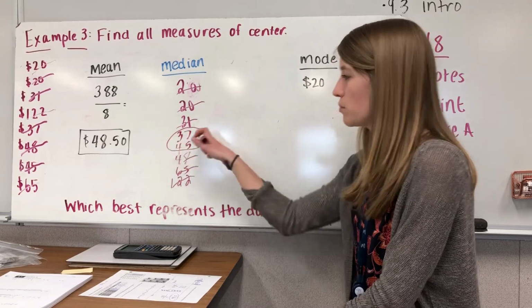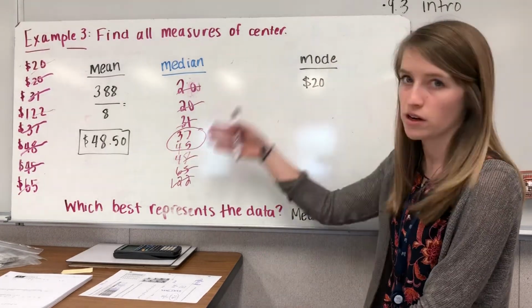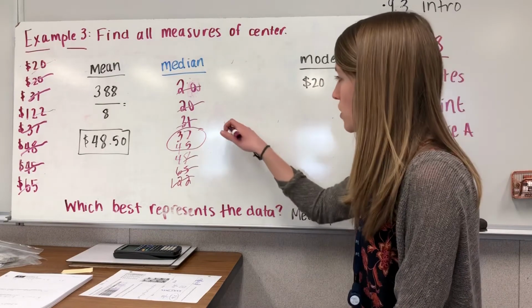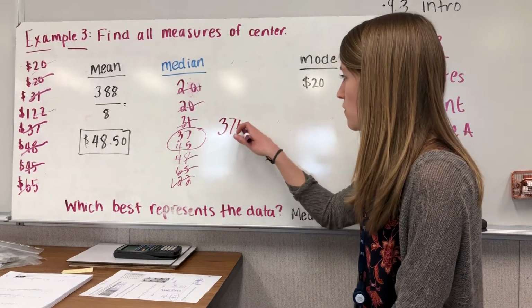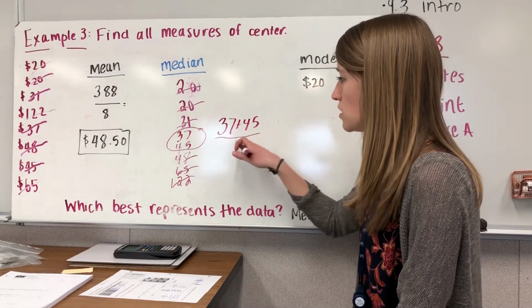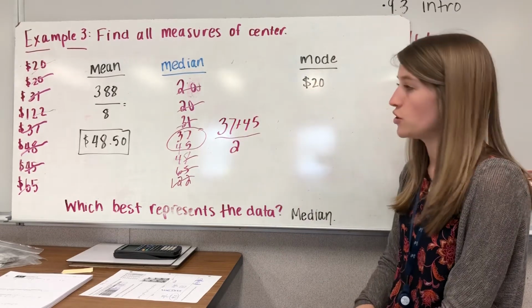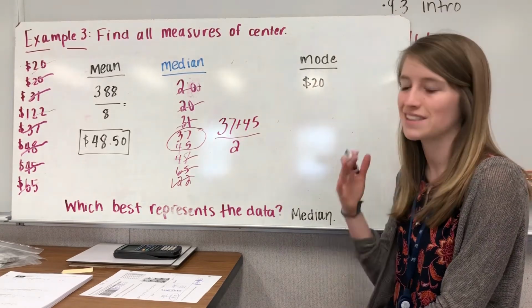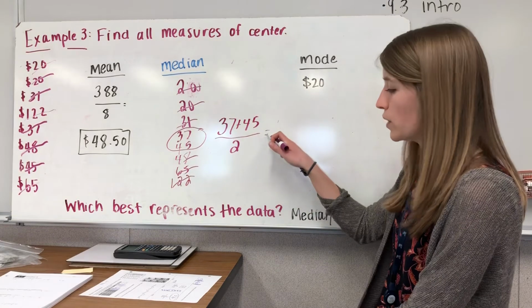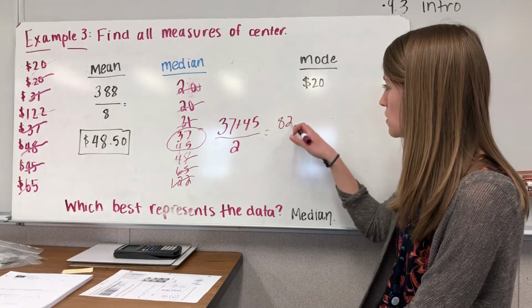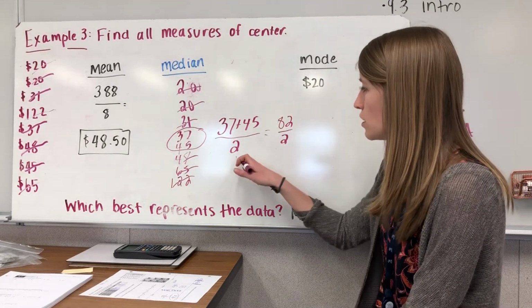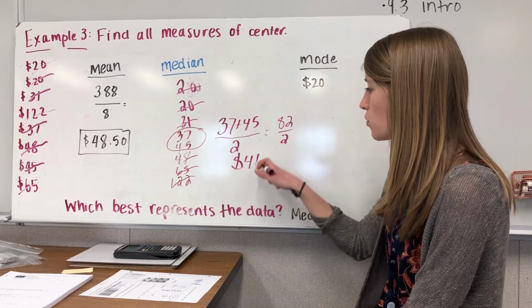Now again, I have 2 numbers left over in the middle. See, there are 3 numbers on each side. These 2 numbers are 37 and 45. In order to find the median, we need to take the mean of the 2 middle numbers or find which number is exactly in between. We get that this is 82 over 2, which means our median here is $41.